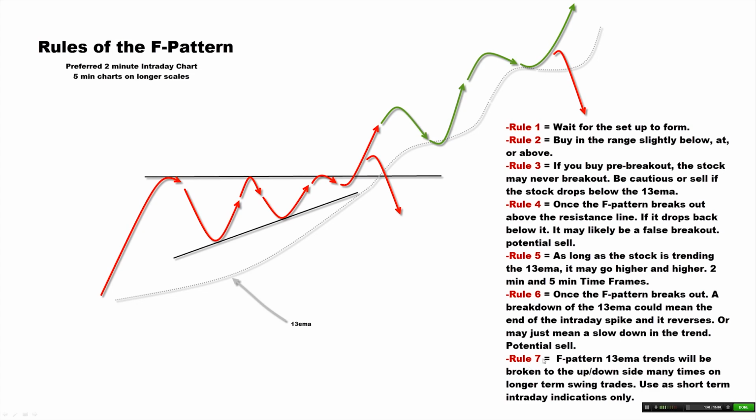Moving on to rule number 7: when you're swing trading and you're trading F patterns, you want to use an F pattern as an indicator of potentially where you're going to enter into the stock, and maybe lock in a short-term profit on a breakdown of an intraday 13 EMA. But if you're looking at the actual swing trade from a FUS4 perspective that I talk about in the original DVD, the 13 EMA is going to be broken down several times on an intraday scale.